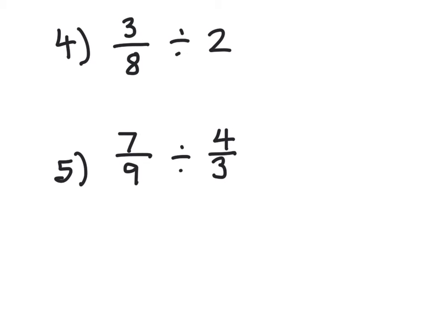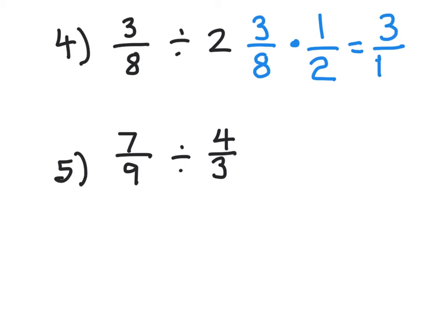All right, welcome back from pausing the video. 3/8 is the dividend, so that does not change. Let's change division to multiplication. The reciprocal of the divisor, which is 2, the reciprocal is 1/2. And I can't cancel any of the factors, so let's multiply straight across. 1 times 3, 2 times 8, so we get 3/16. So how'd you do? Okay, good.